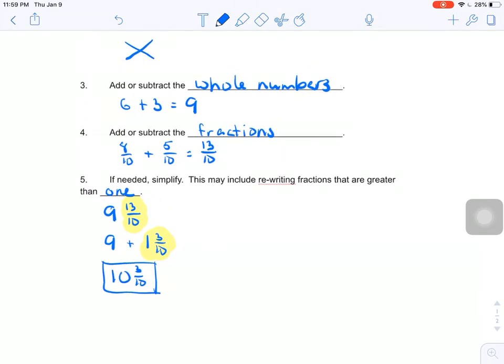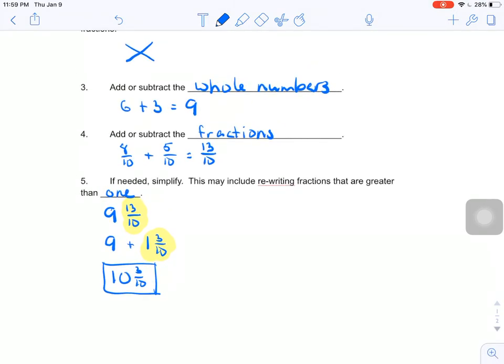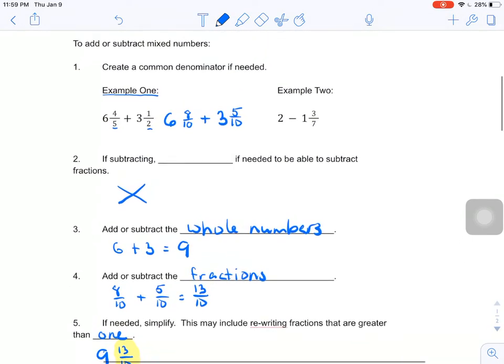So the trick is to actually deal with it in two parts. Deal with the whole numbers, deal with the fractions, and then put it back together when you're done.